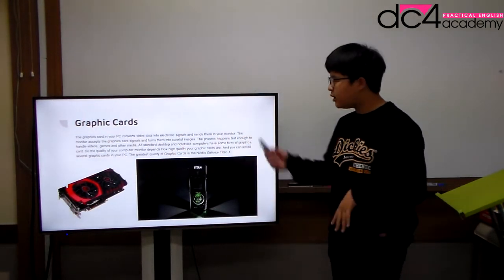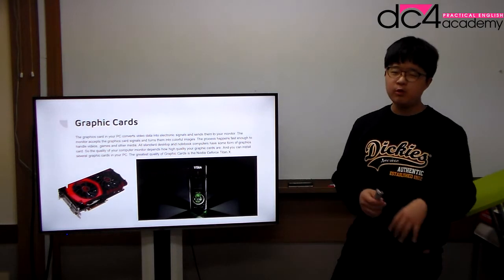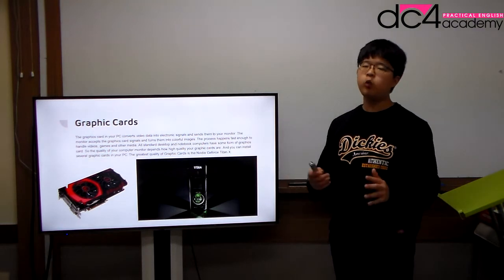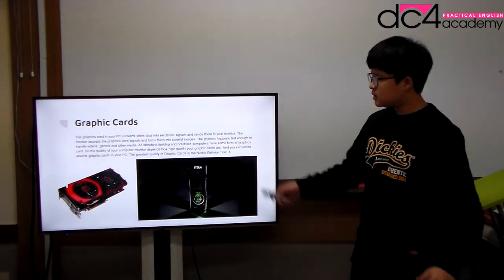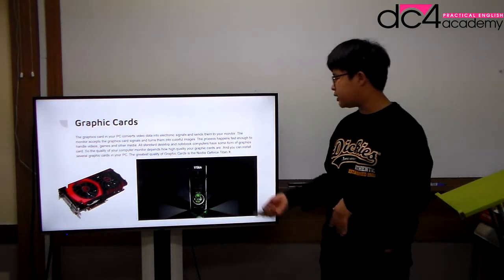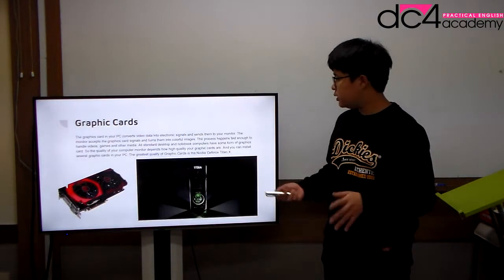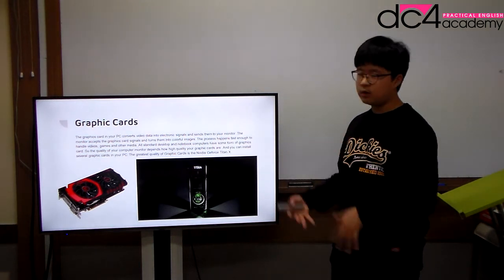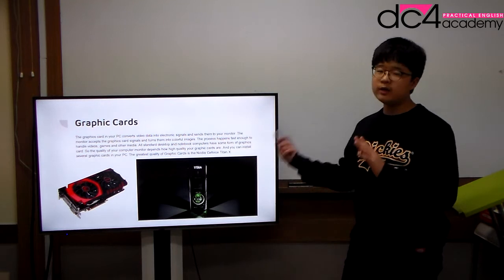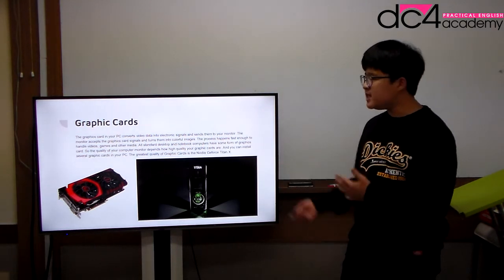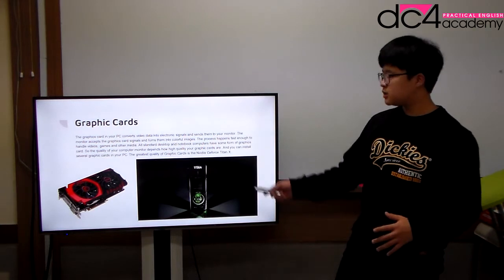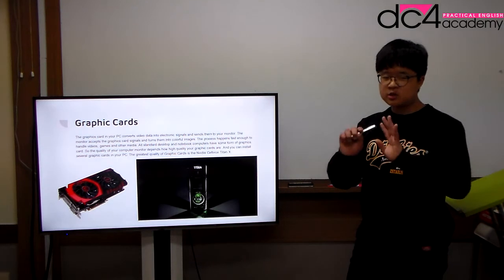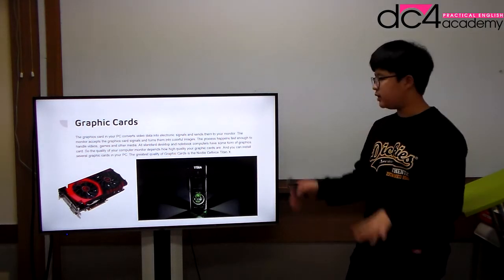The next is graphic cards. A lot of gaming people will know about graphic cards because they're very important in gaming and quality monitors. The graphic card changes electronic messages to your monitor, so you can see the picture on the monitor. So the quality of your computer screen depends on your graphic card. If your graphic card is good, you may see things on your screen very clearly.